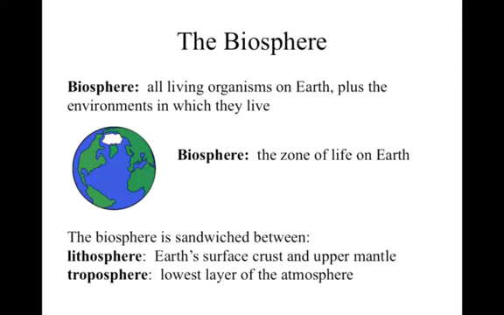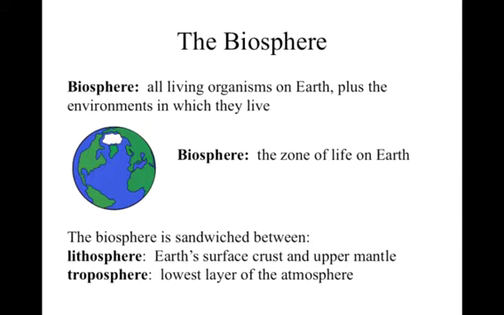So back in the first lecture, we learned about the biosphere, and we defined the biosphere as all living organisms on Earth, plus the environments in which they live, just pretty much everything on the Earth's surface. Another way to define the biosphere is the zone of life on Earth. And again, that's sort of everything on the Earth's surface.